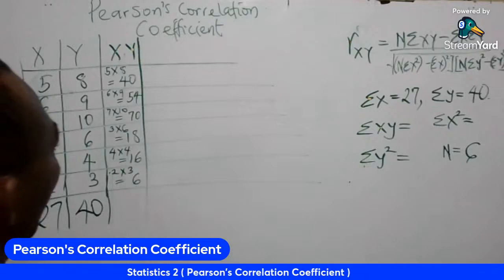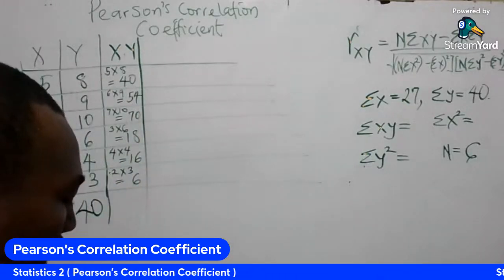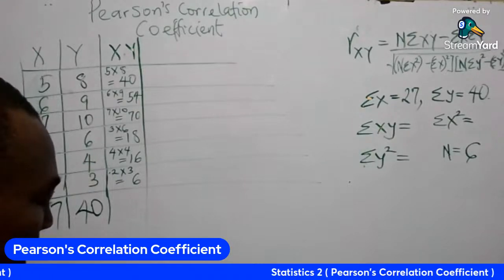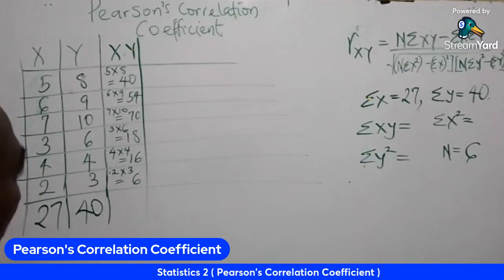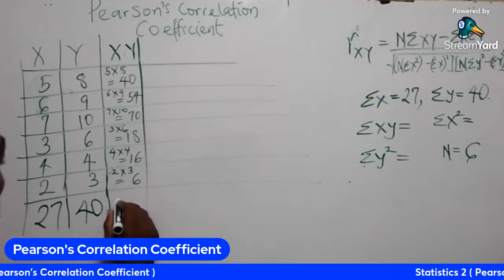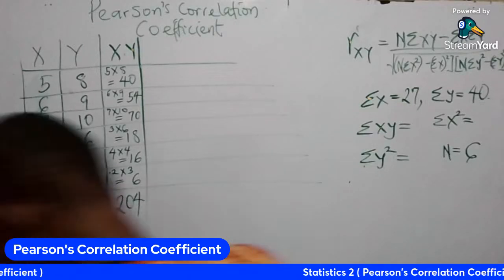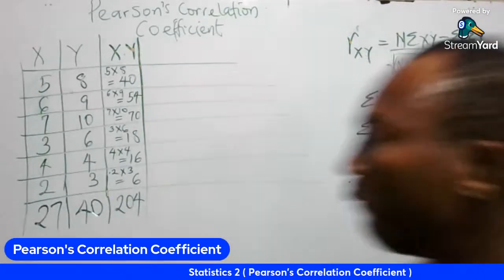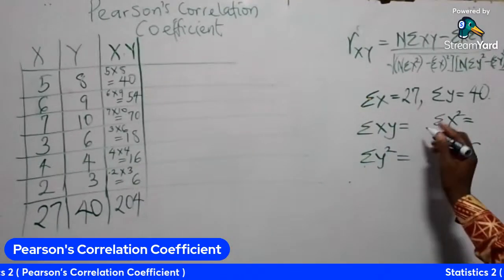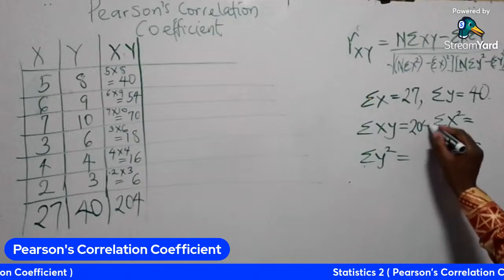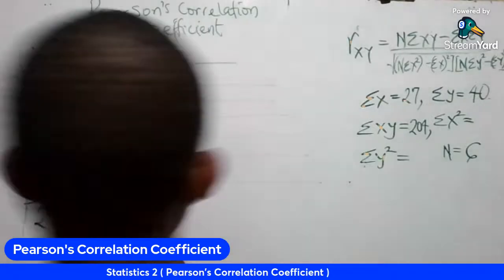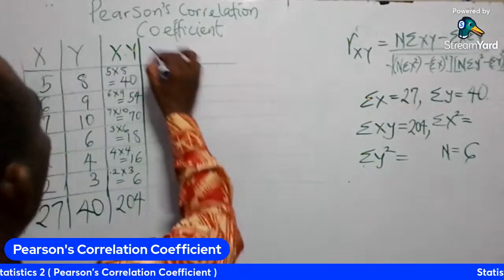So I can now add everything together: 40 plus 54 plus 70 plus 18 plus 16 plus 6. Can we confirm that? That will give me 204 when you add everything together. So my summation xy is 204. I'm done with that. The next thing I need to do now is to square the x, so x squared.